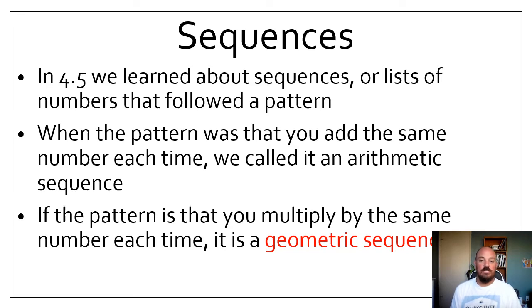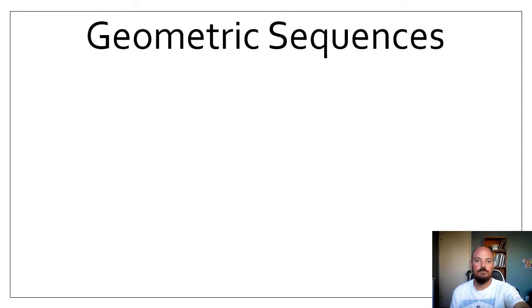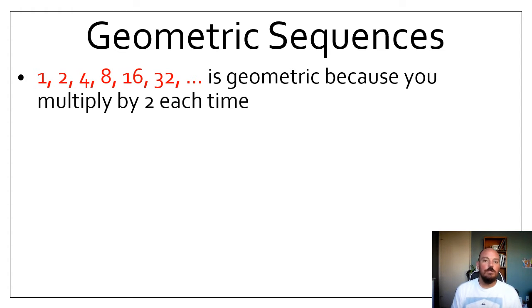If the pattern is that you multiply by the same number each time, then it's what we call a geometric sequence, which is the title of our section today. So here's an example of a geometric sequence: the numbers 1, 2, 4, 8, 16, 32, and so on. I said that's geometric because what you're doing is multiplying by 2 each time. You start with a 1, and then it's times 2, times 2, times 2, times 2, times 2.